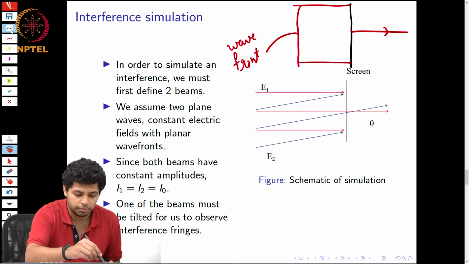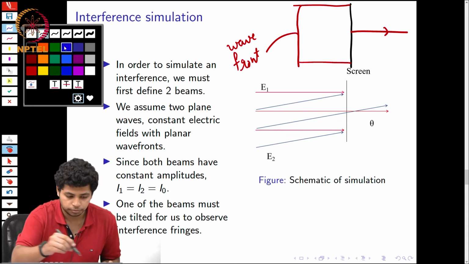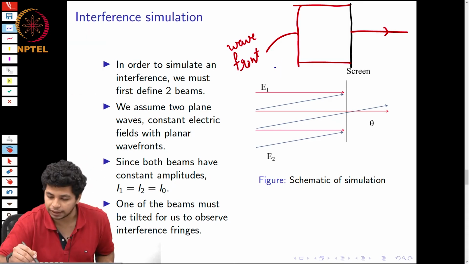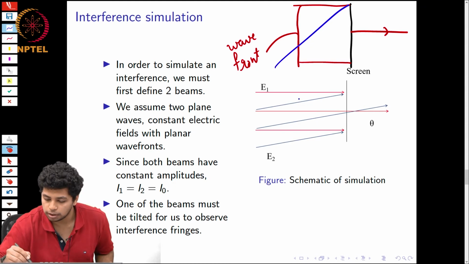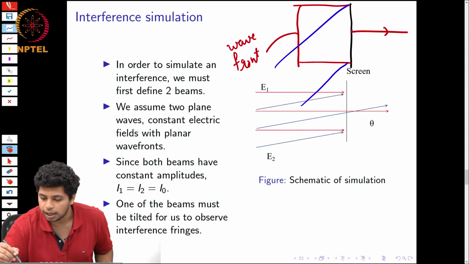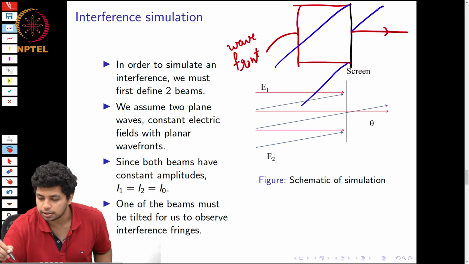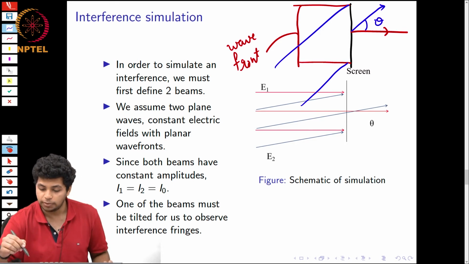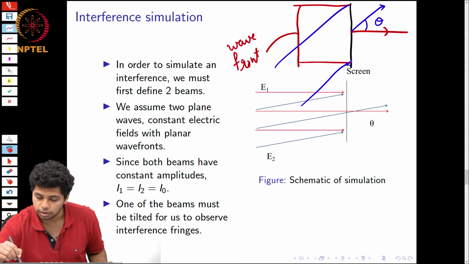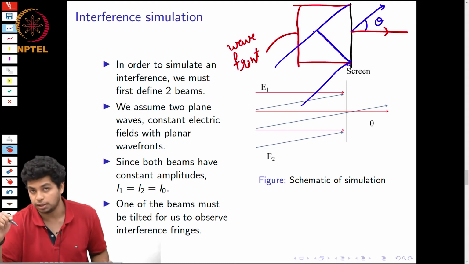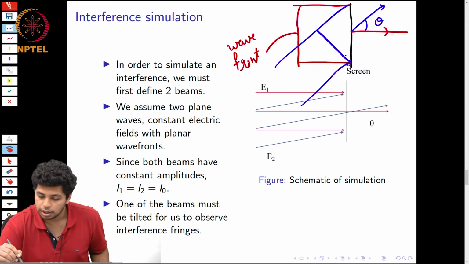And the second beam that we have is coming at a certain angle. And again the vector I'll show like this. This is the angle theta. And the wavefront for this beam is going to look like this, perpendicular to the direction of propagation. This angle is again theta.